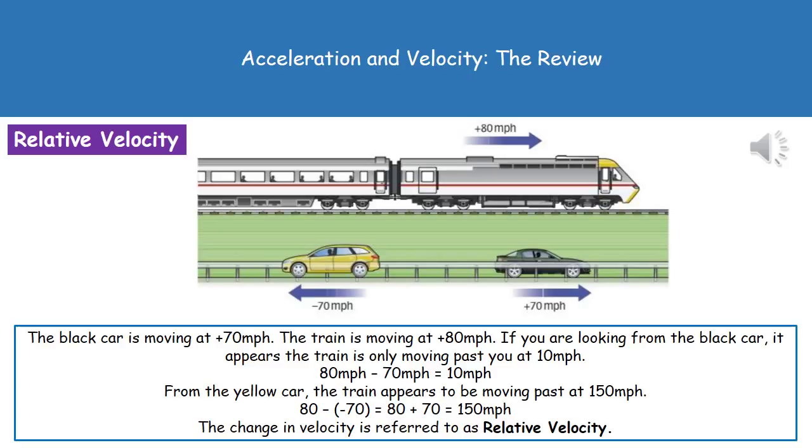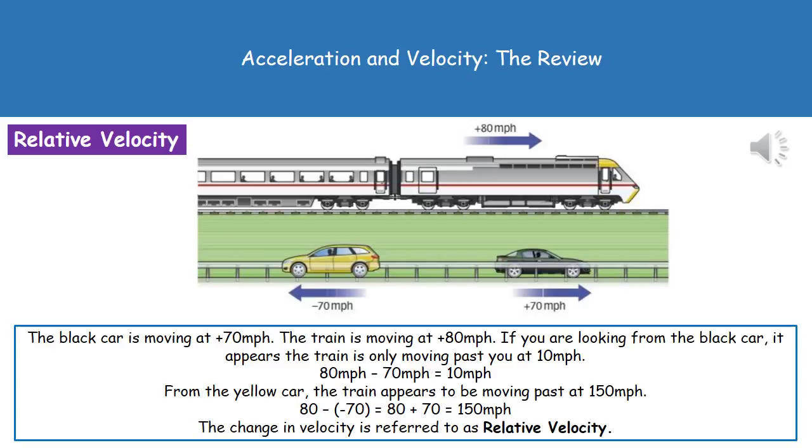In the picture at the top there, what we can see is we've got a train and two cars. So our train is travelling at plus 80 miles per hour, so it's got a velocity of plus 80. And the black car there is travelling in the same direction as the train with a velocity of plus 70 miles per hour. The yellow car, which is travelling in the opposite direction to both, has a velocity then of minus 70 miles per hour.